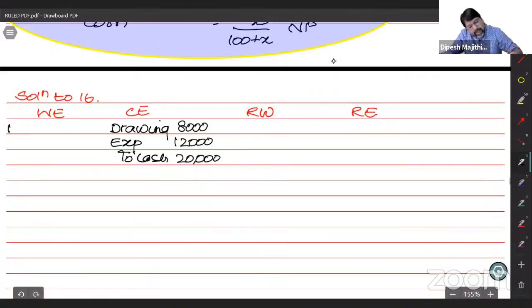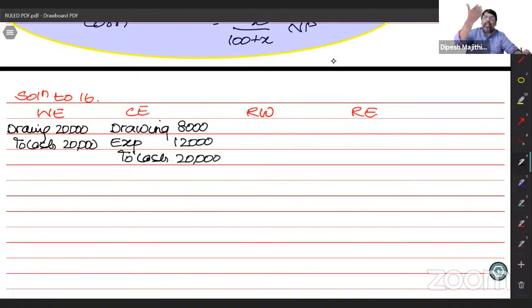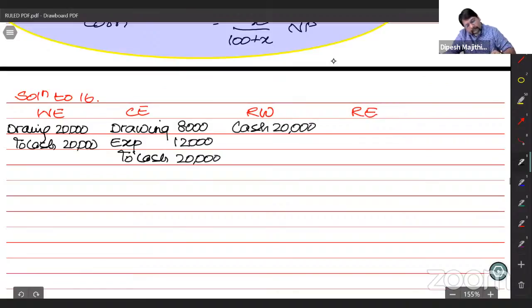But what wrongly I did? Drawings 20 to cash 20. This is what I did. This is correct or incorrect? Incorrect. Entire 20,000 I debited to drawings. The reverse of wrong entry: cash 20 to drawings 20.